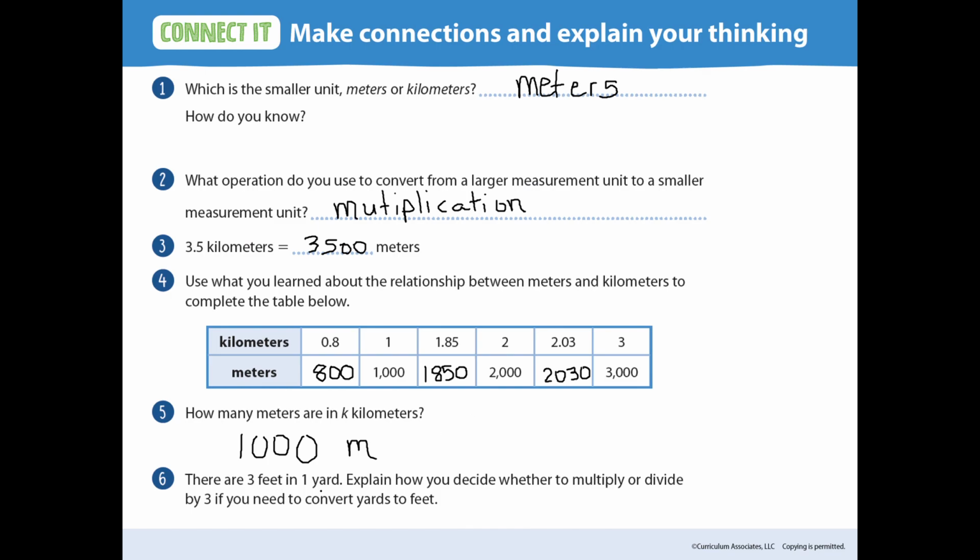If there are 3 feet in a yard, would we multiply or divide by 3 if we need to convert from yards to feet? So yards is the larger unit of measure, and feet is the smaller unit of measure. So we're going from a larger unit of measure to a smaller unit of measure. So up here it says from a larger measurement to a smaller measurement, we use multiplication.